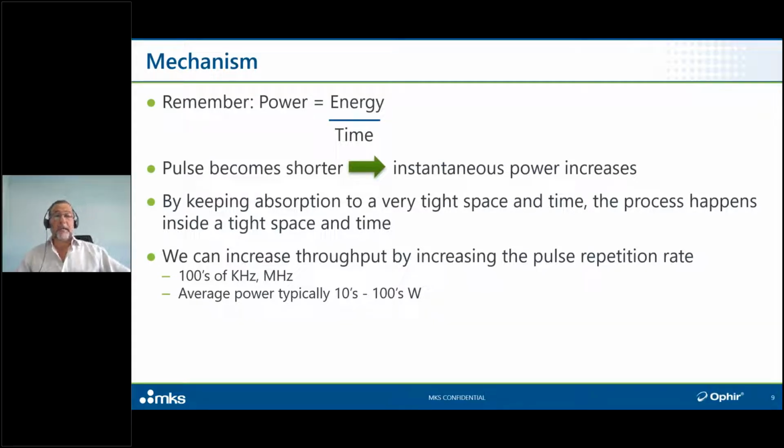And now, if we want to increase our throughput, all we need to do, I mean, everything sounds easy when you say it fast, but we can increase our throughput now by increasing the pulse repetition rate. So in these kinds of applications, we're typically looking at lasers that are pulsing at pulse rates of a couple hundred kilohertz, maybe into the megahertz, and average powers are typically on the order of somewhere between a few tens of watts and a couple of hundred watts.